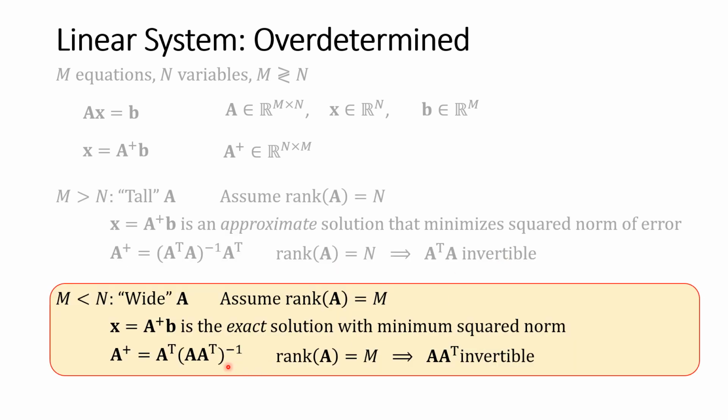Now, when m is less than n, then the matrix A is a wide matrix, and we will assume that it has full row rank m. The solution is the exact solution that minimizes the squared norm, x equals A pseudo-inverse b, where A pseudo-inverse is given by this expression. Like I said, the rank of A is m, in which case A A transpose is invertible.